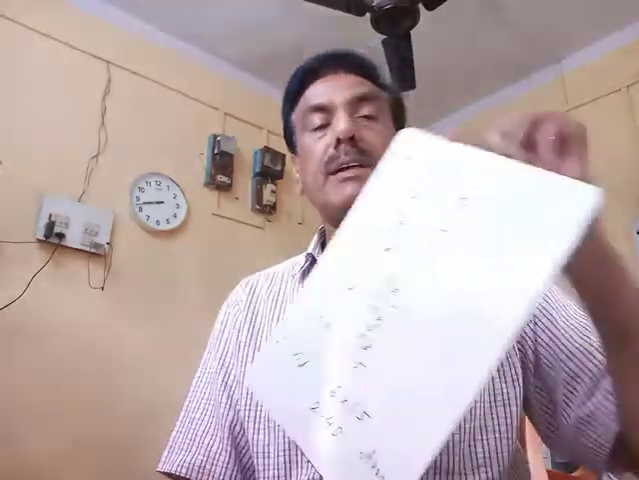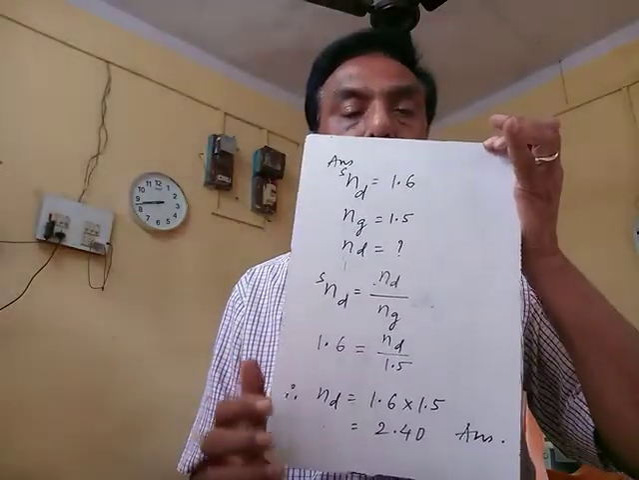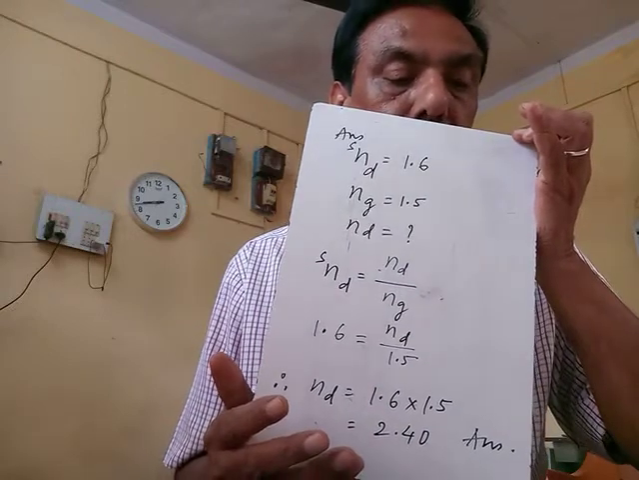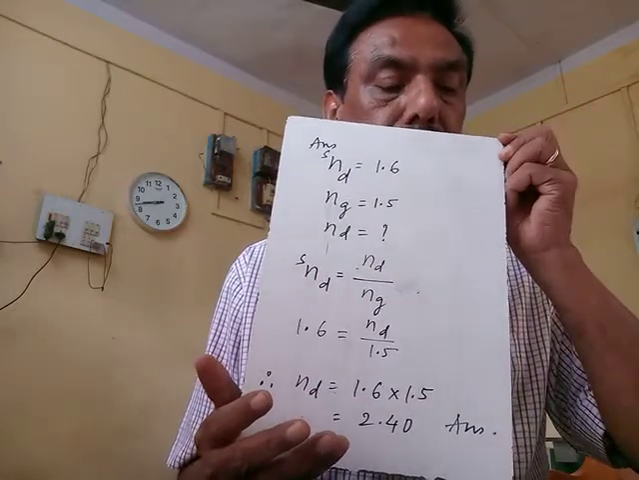So this is the solution I am just showing you here now. The refractive index of diamond with respect to glass is given here now.